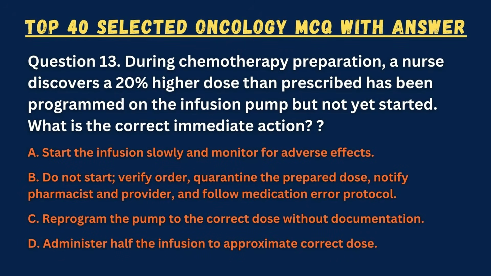Question 13. During chemotherapy preparation, a nurse discovers a 20% higher dose than prescribed has been programmed on the infusion pump, but not yet started. What is the correct immediate action? A. Start the infusion slowly and monitor for adverse effects. B. Do not start. Verify order. Quarantine the prepared dose. Notify pharmacist and provider and follow medication error protocol. C. Reprogram the pump to the correct dose without documentation. D. Administer half the infusion to approximate correct dose.